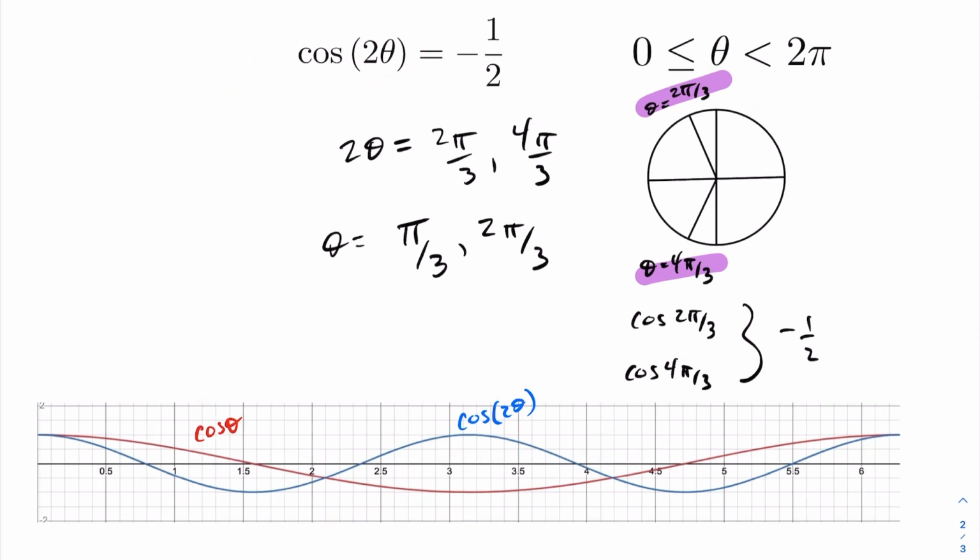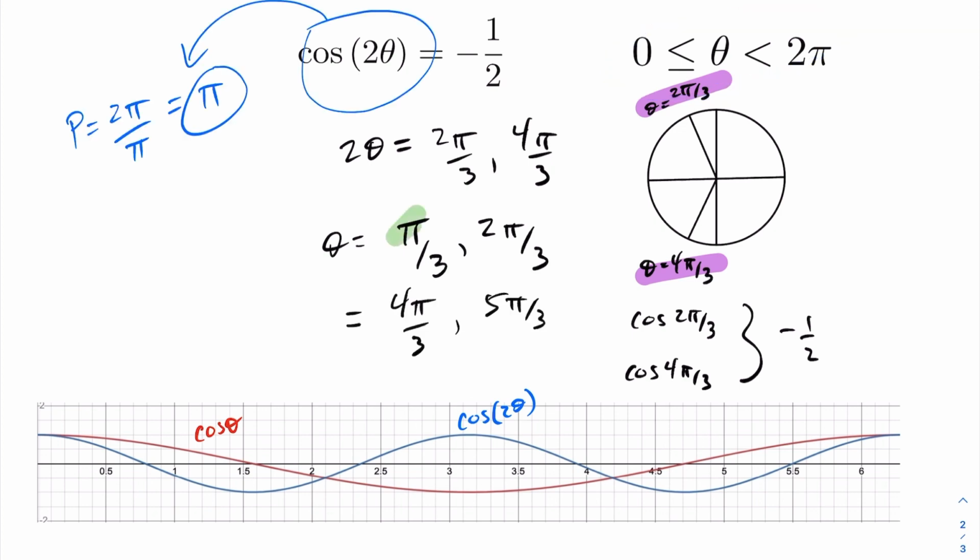So I'm going to go ahead and add the period of the function to both pi over 3 and 2 pi over 3 until we use up our entire domain. And you'll notice here I have my pi over 3, my 2 pi over 3, adding the period of the function, you get 4 pi over 3 and 5 pi over 3. If I do it one more time, we'll be outside the domain.